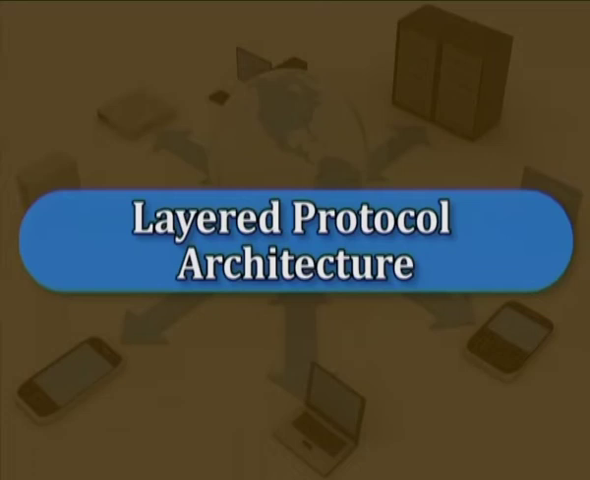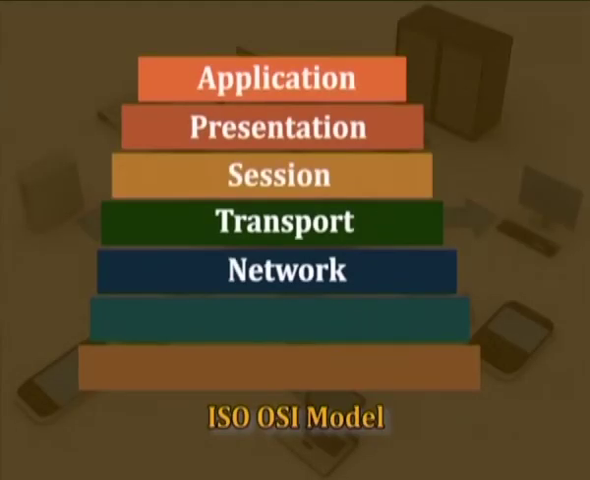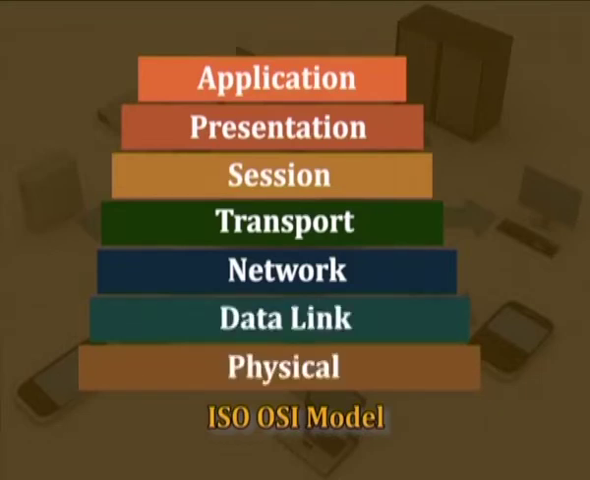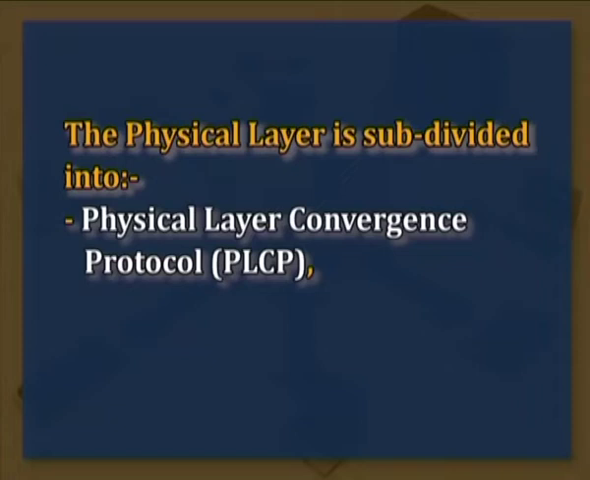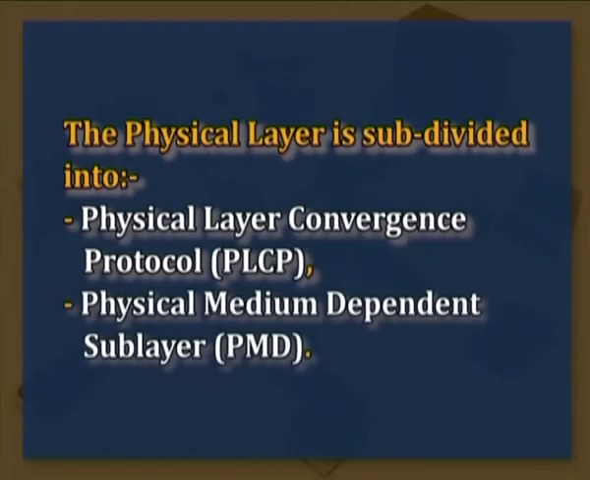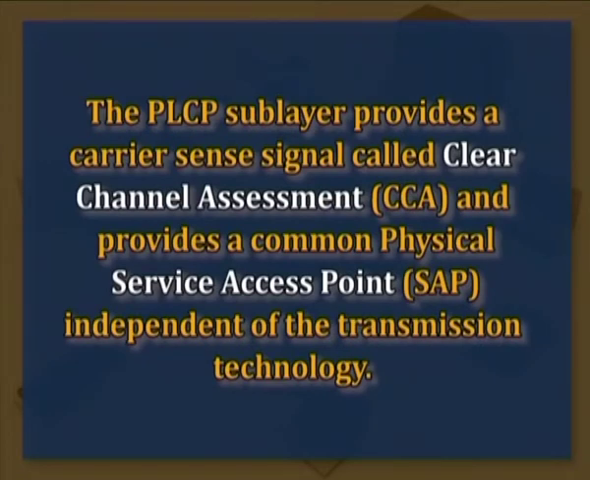Now, let us move on to the layered protocol architecture of IEEE 802.11. The IEEE 802.11 standard only covers the physical layer and medium access layer of the OSI reference model as shown in the figure. The physical layer is subdivided into the Physical Layer Convergence Protocol, PLCP, and the Physical Medium Dependent sublayer, PMD. The PLCP sublayer provides a carrier sense signal called Clear Channel Assessment, CCA, and provides a common physical service access point, SAP, independent of the transmission technology.